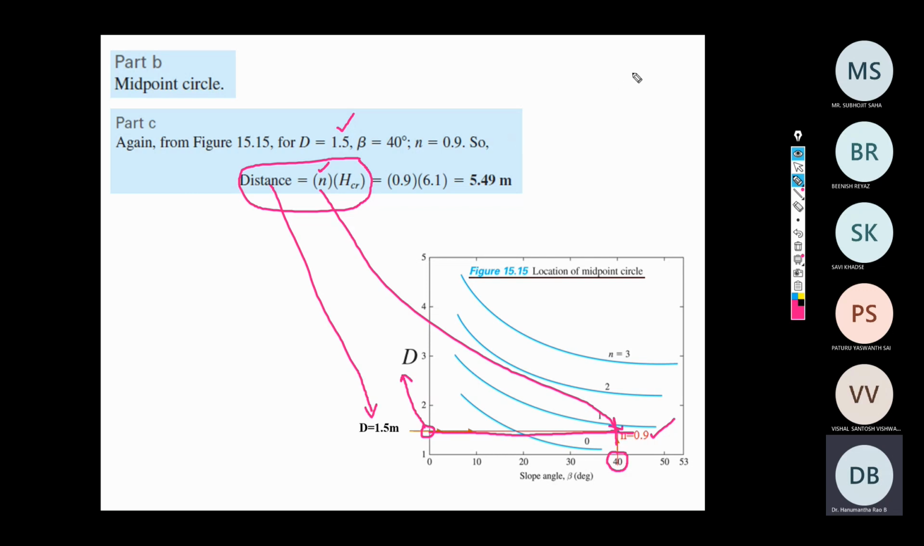So is it clear to everyone now? I will tell you the original meaning of this. So this is something like this. This distance is 5.49. This is base failure.